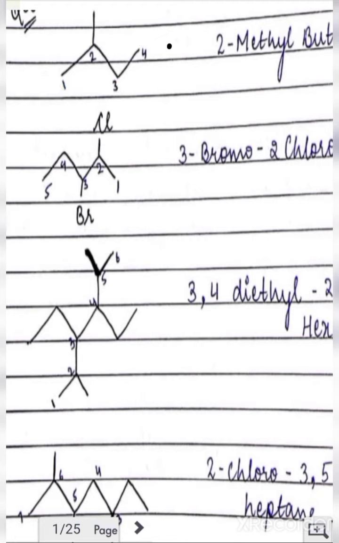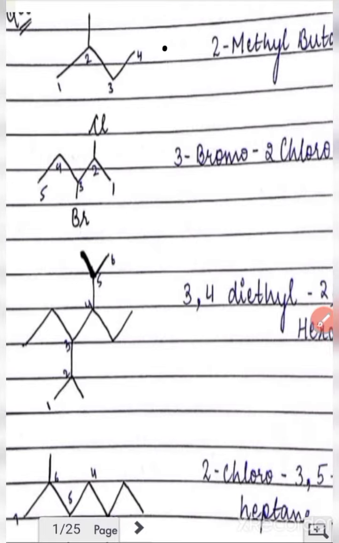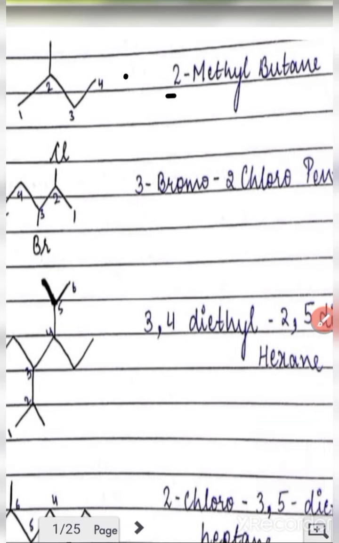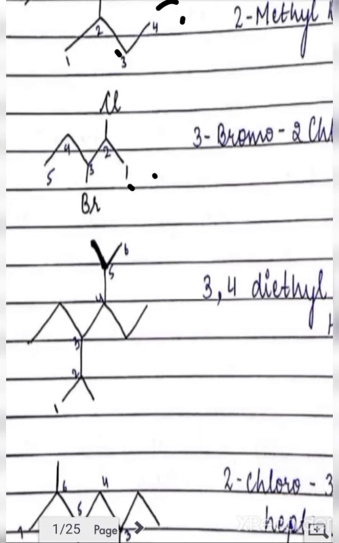So I'll write here 1, 2, 3 and 4. So the name of the compound will be 2-methyl, 2 because at the second position we have the methyl group. So 2-methyl. But word is used because there are 4 carbons in the parent carbon chain. So but, no unsaturation, so ane. 2-methylbutane. Now let us look at the next example.